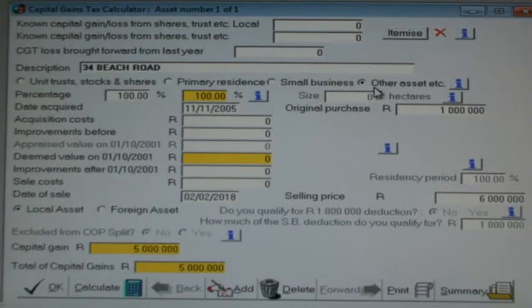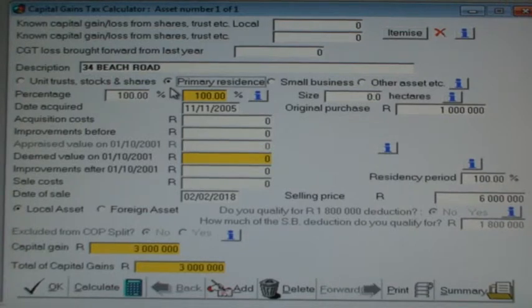Okay, here we have another asset, a second property, and we see in this example that we bought this asset in 2005 for R1 million and sold it recently for 6 million. So our profit was 5 million. What if this had been a primary residence?